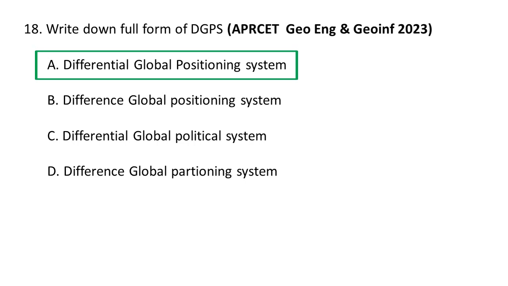Differential Global Positioning System is a technique that improves the accuracy of location data which is collected using GPS receivers, and DGPS can increase the accuracy from about 15 meters to 1 to 3 centimeters.